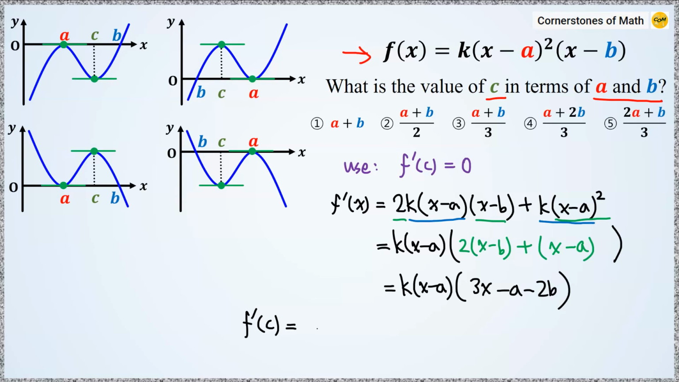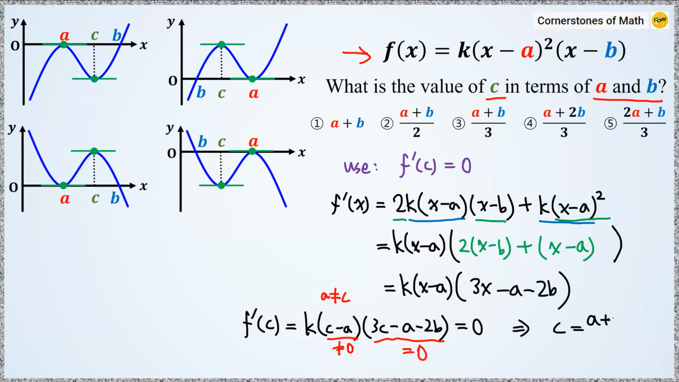Since f'(c) must be 0, k(c minus a)(3c minus a minus 2b) must be 0. And here a is not equal to c, so (c minus a) cannot be 0. So this (3c minus a minus 2b) must be 0, which gives c equals (a plus 2b) over 3. So from our multiple choices, the correct choice is choice 4.